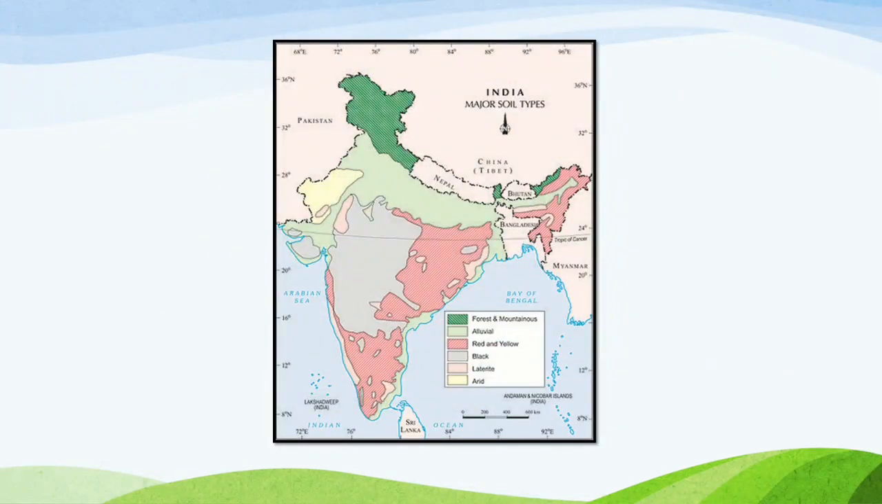This is a map of India where we will find the major soil types and how they are classified. Here we have the India map which represents major soil types. You can see that based on areas, how the soil is classified in India especially.